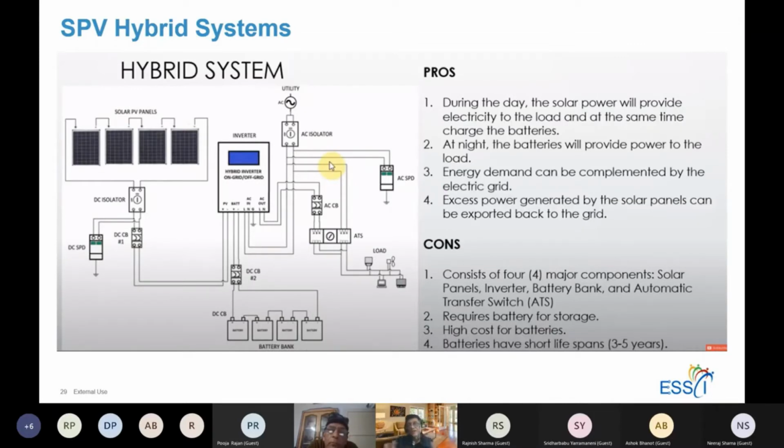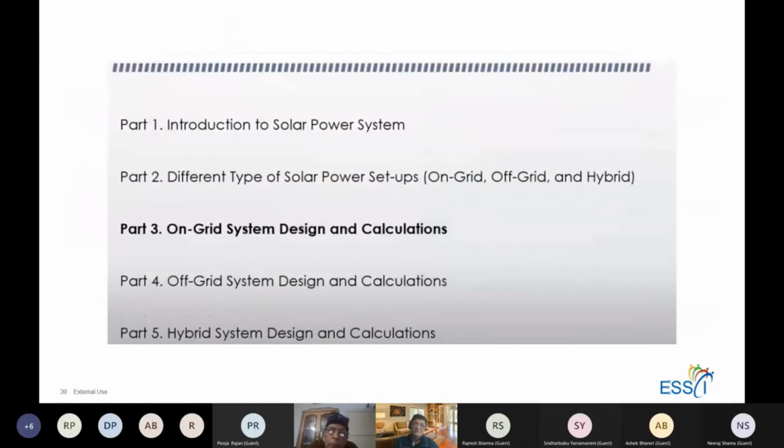Okay, so you can just imagine how this logic could go, and it would depend a lot on the sort of inverter you have there. Okay, but this is conceptually how you are looking at a hybrid system design.